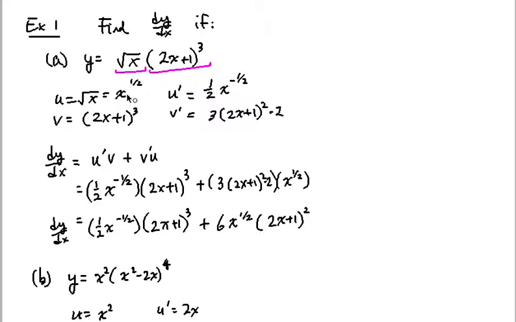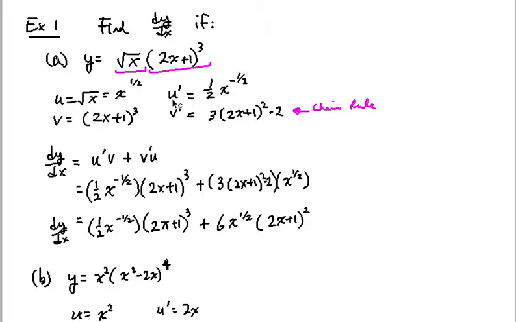I'm going to write u so it's easier to differentiate. I take the derivative of u, and that becomes 1/2 times x to the 1/2 minus 1, which is negative 1/2. And since v is this function, when I derive it, I end up with 3 times 2x plus 1 raised to the power of 3 minus 1, which is 2, times the derivative of the inside. So notice here I've used the chain rule.